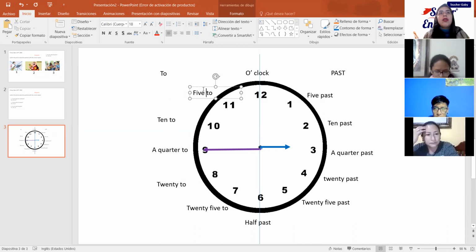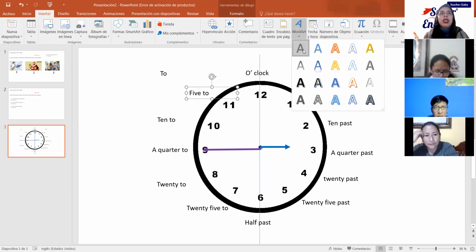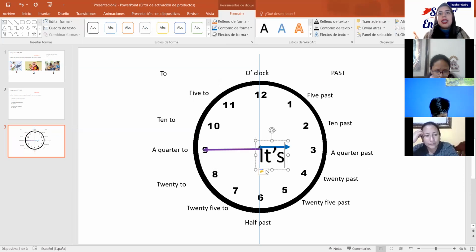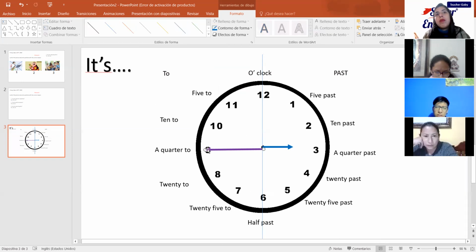Para decir la hora, vamos nosotros siempre a comenzar con it's. Yes, I'm gonna say it to you here. It's, y ahí digo la hora, ¿sí? Pero solamente cuando nosotros decimos en punto, vamos a decir la hora primero. It is 3 o'clock, it is 4 o'clock, it is 1 o'clock, ¿sí? Para el resto, no. Para el resto vamos a decir primero los minutos y luego la hora. Por ejemplo, en este caso vamos a practicar desde el más sencillo. Yes, you say it is 5 past, en este caso 3. ¿Sí?